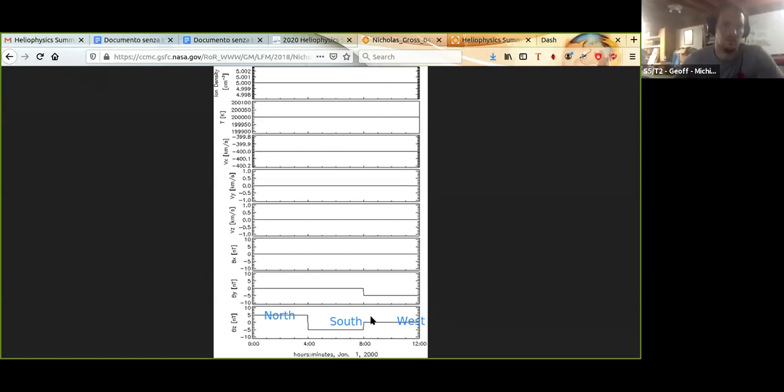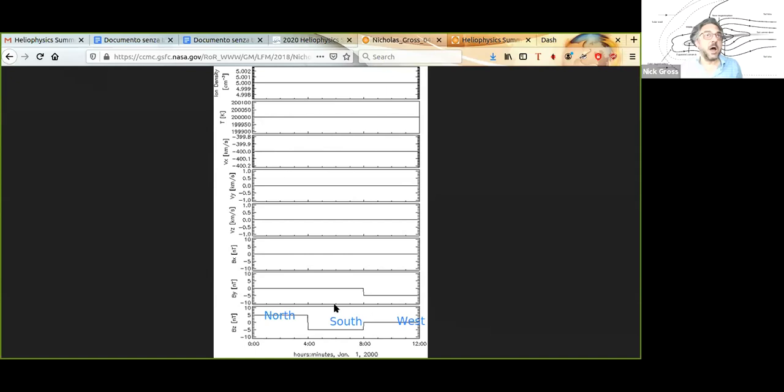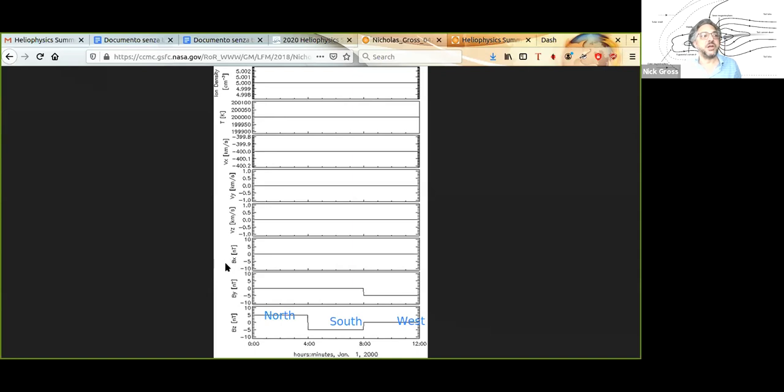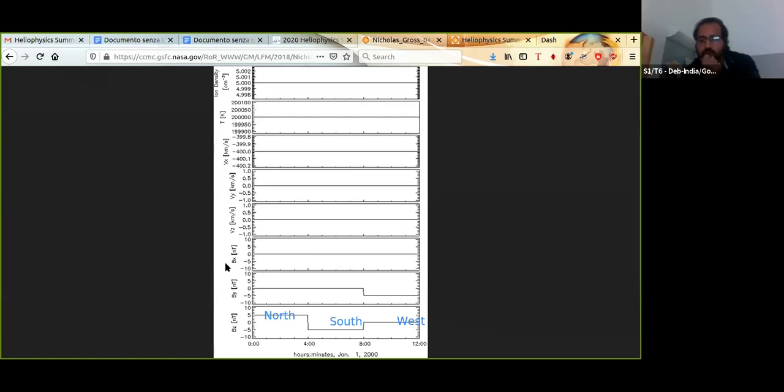Is this GSE or GSM coordinates? GSE. So a negative Y component would be in the direction of Earth's orbit? So I would say it's in the direction opposite to the Earth's magnetic dipole. I'm not understanding the last part. Will you please repeat it again?